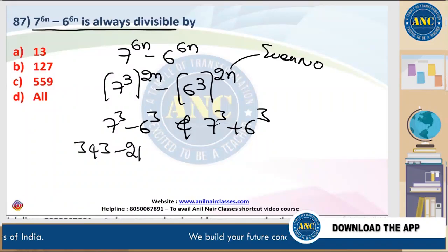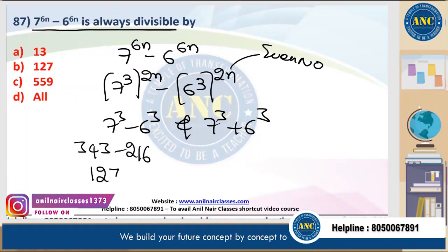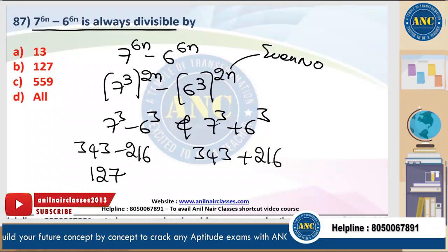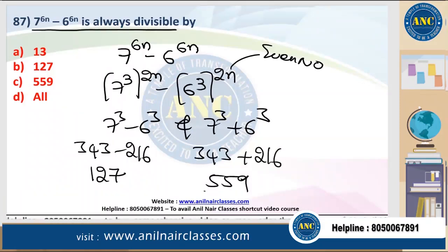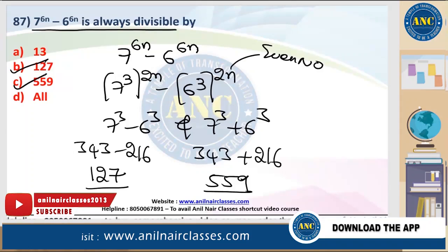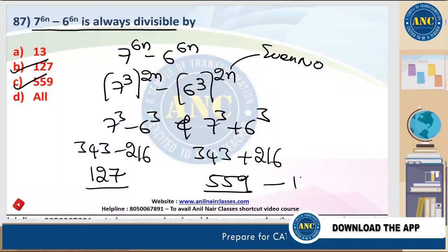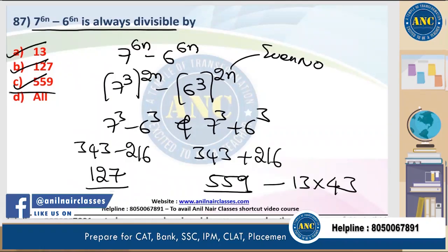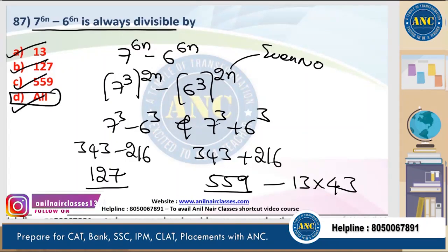343 minus 216 is 127. 343 plus 216 is 559. Anyway, 559 is nothing but 13 fours are 52, 43, so 13 is already there. So the answer is all of this.